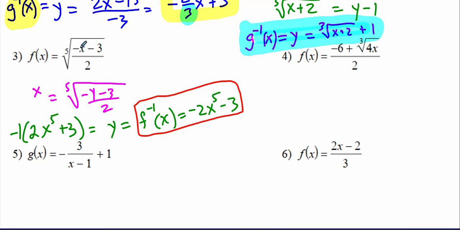On first glance, you might be like, oh, I have a -3 here, so I should be anticipating seeing a +3 here, and that would be true if this was not here. Okay, all right, so there is my inverse of the original function.